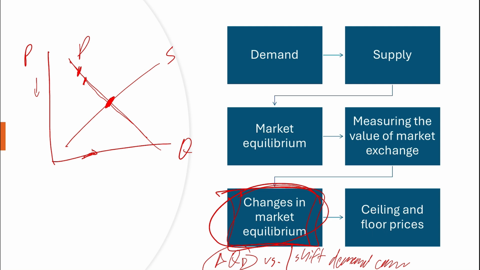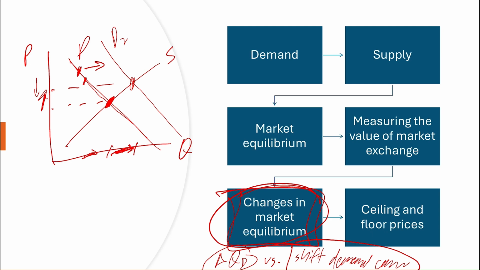But a shift in demand is when people are willing to buy more or less at every given price. So maybe people decide that they like this product more now for some reason, more people want to buy it, and we have this shift in demand. We have a new demand curve here, and you'd see an equilibrium price going up, and the equilibrium quantity here would also be going up in this case.